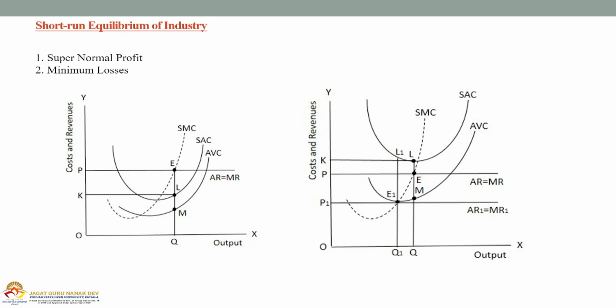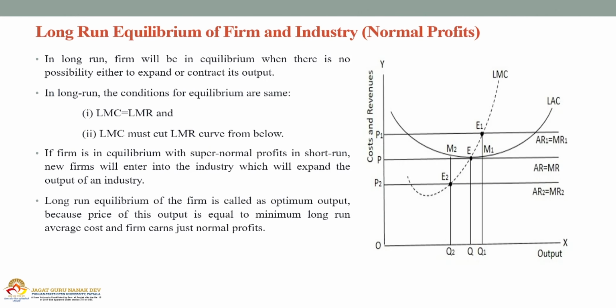Clear? Now, coming to the equilibrium of industry. In industry, as I told you, supernormal profits will be there and minimum losses will be there. Again, the same representation. Here, there are supernormal profits. Here, there are minimum losses. Both we have already discussed in our previous slides. Now, moving to next, long run equilibrium of firm and industry, that is normal profits. In long run, there are always normal profits. In short run, there can be three situations: equilibrium at supernormal profit, normal profit and minimum losses.